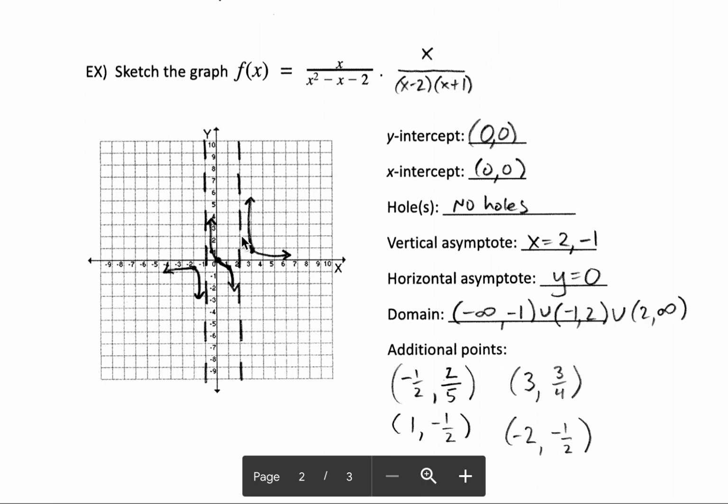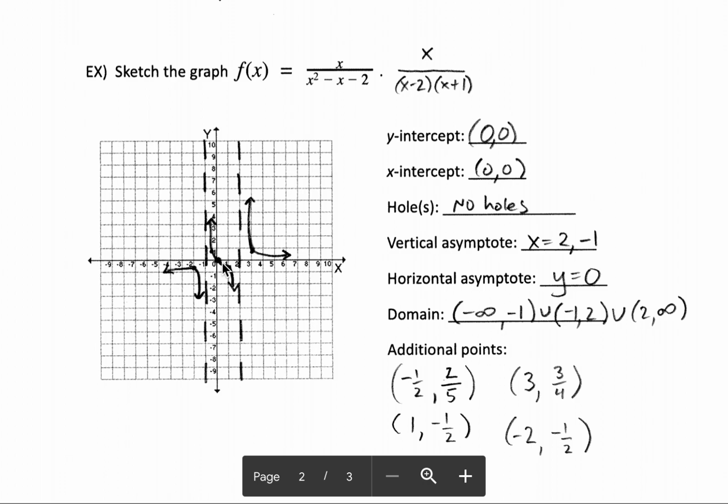So now we want to figure out why the middle graph looks like this. We knew our intercept there. So check just to the left of that. I would check maybe -0.5 or -1/2 and see an output of 0.4 or 2/5. So I know my graph is going to go up on the left side there as it approaches that asymptote.